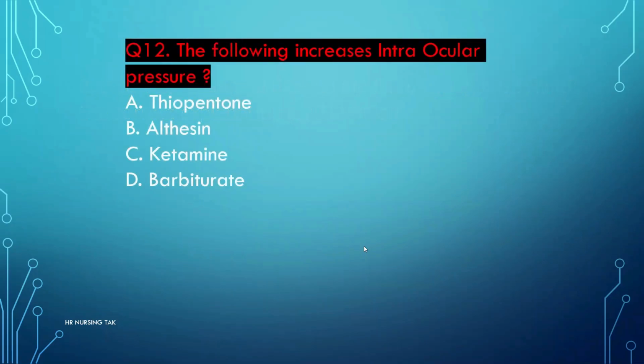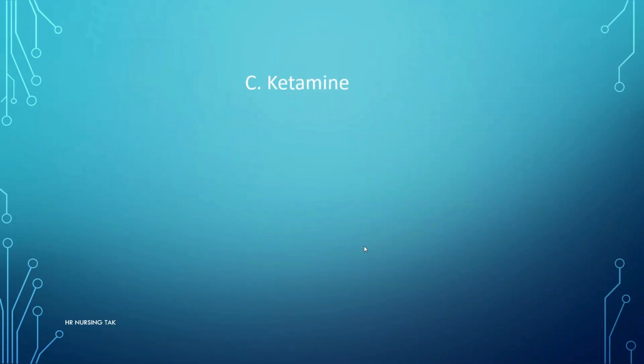Question 12. The following increases intraocular pressure: A. Thiopentone, B. Atracurium, C. Ketamine, D. Barbiturate. Correct answer is C. Ketamine.